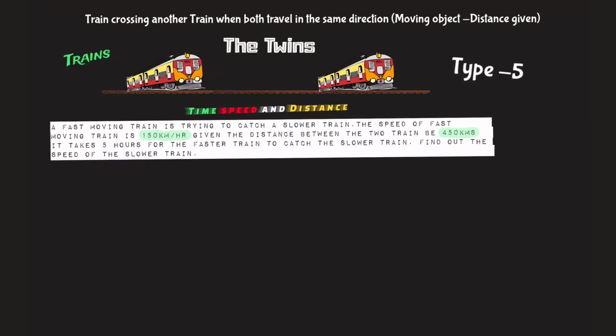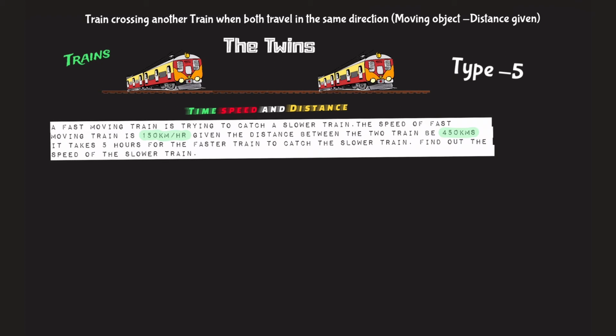So we start with the next episode on train, which is the twins. These two local trains that you see in this are twins. Now what is being said here? We understand type 5 by this, yes, but what is type 5?